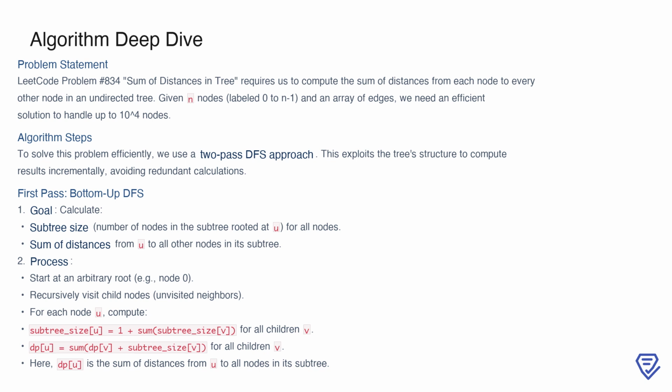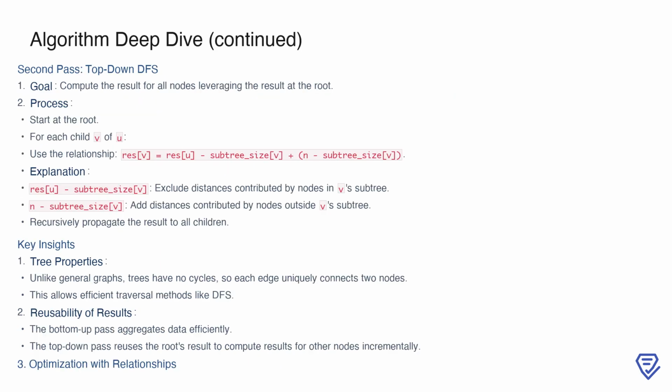Similarly, the distance sum for a node, denoted as dp[u], is the sum of the distances from that node to all other nodes in its subtree. This is computed by adding the distances from its children, adjusted for their respective subtree sizes. By the end of this pass, we have important intermediate results stored for each node, which we'll use in the next step. In the second pass, we switch to a top-down DFS traversal.